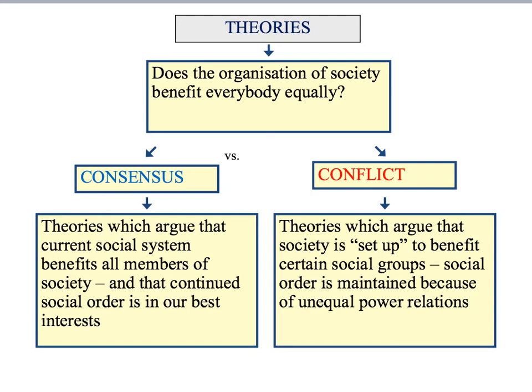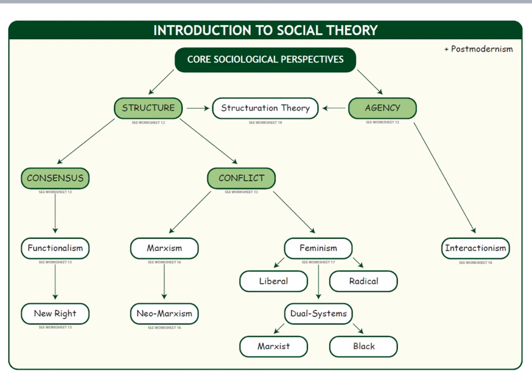So consensus theories are those perspectives that tend to be more positive about existing social arrangements, that tend to focus on the benefits of society for everybody. Conflict theories, in contrast, are those theories that are more radical and much more critical of existing social arrangements. So conflict theories start with the assumption that society is set up to benefit certain social groups at the expense of others.